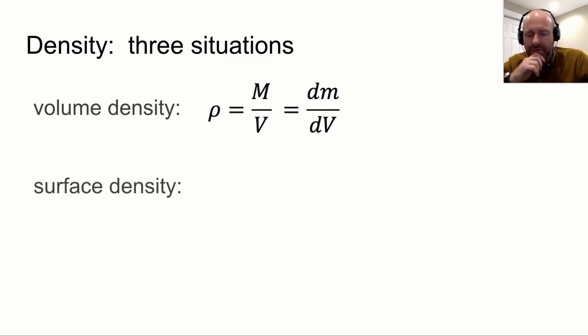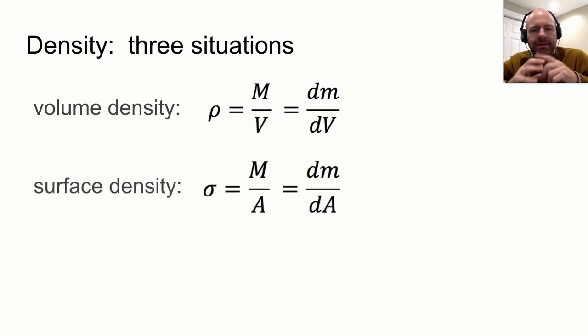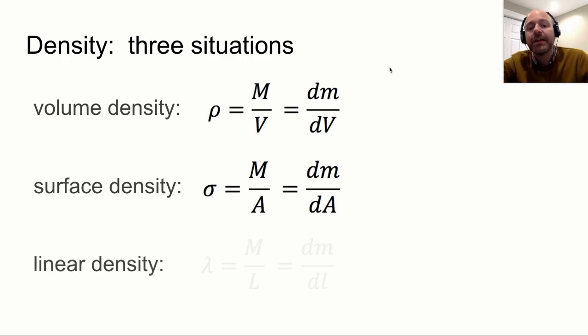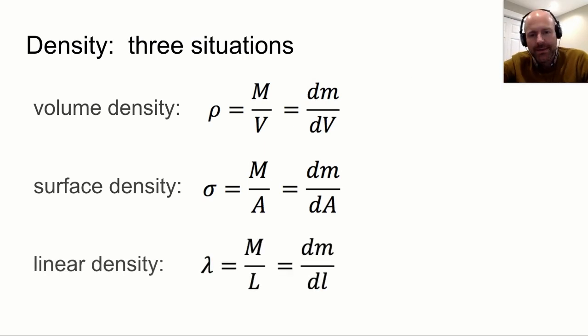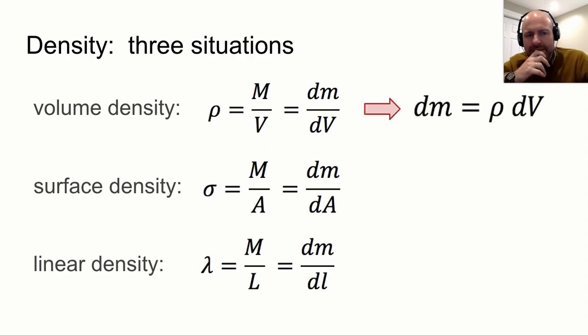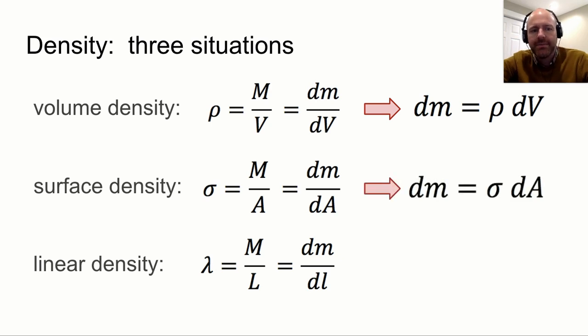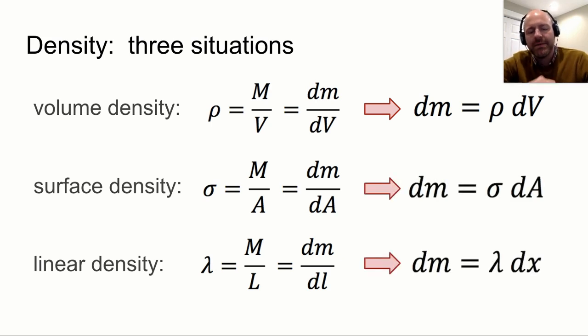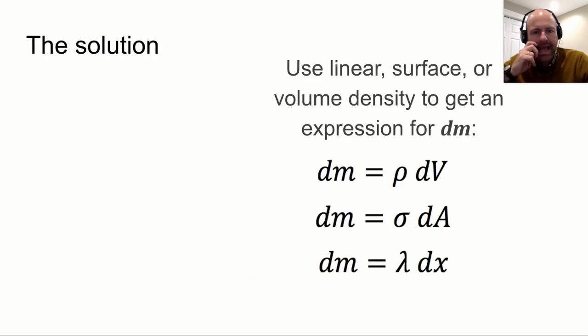If it's surface, then it would be sigma, mass divided by area, every little bit of mass divided by every little bit of area. Or it could be a linear density, which we call lambda, mass over length, dm over dl. So we can rearrange that to say dm is rho times dV, dm is sigma times dA, or dm is equal to lambda dx.